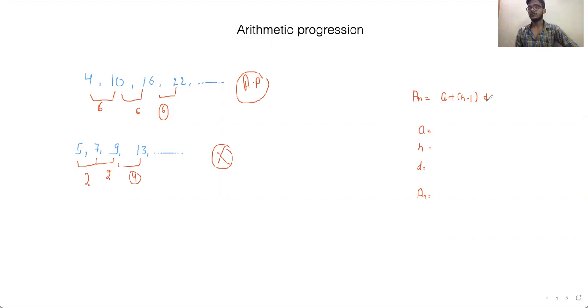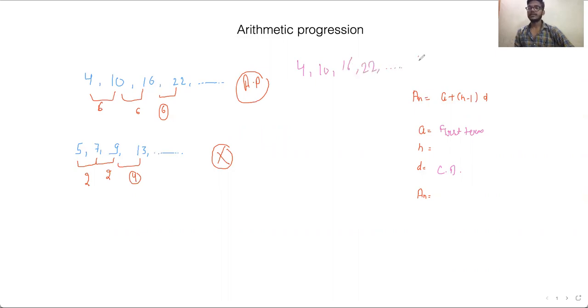In this formula, four terms are written: a, n, d and an. We have to discuss these four terms. What is a? A is always the first term. Now, what is d? D is the common difference. So we can check this in the series 4, 10, 16, 22.